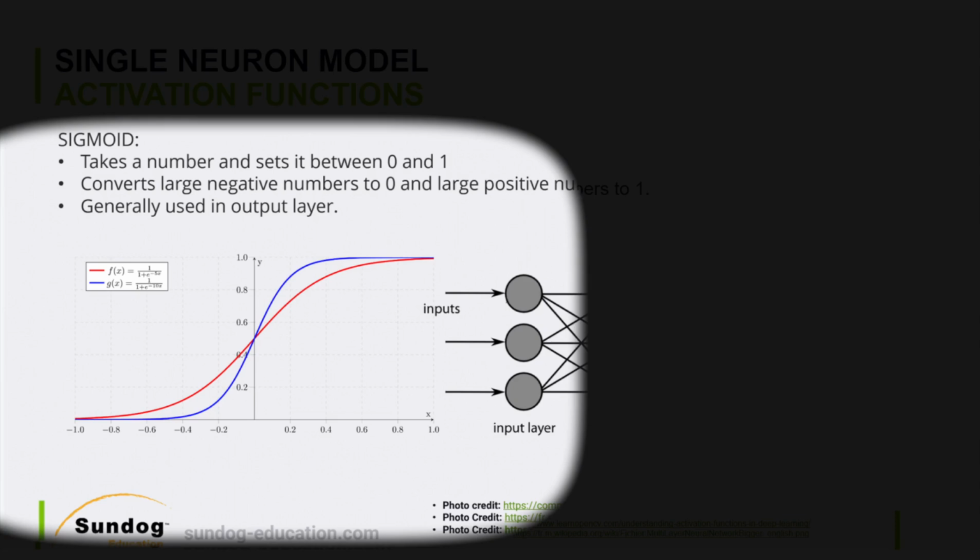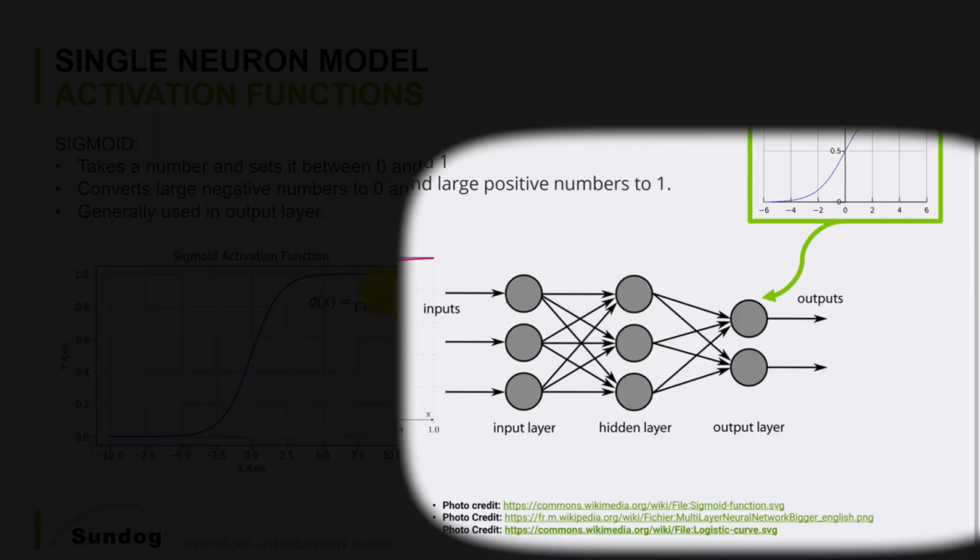The next point is that it converts large negative numbers to 0. So if the number is very large negative, any number beyond, for example, -5 will be set to 0. Any number beyond 5 will be set to 1. And this is the equation that can be used for the sigmoid activation function: 1 divided by 1 plus e to the power of minus x.